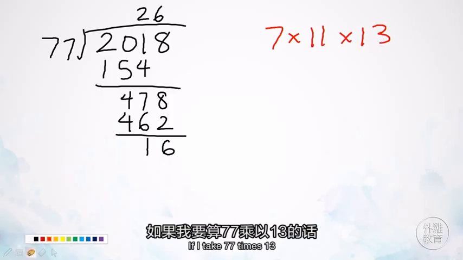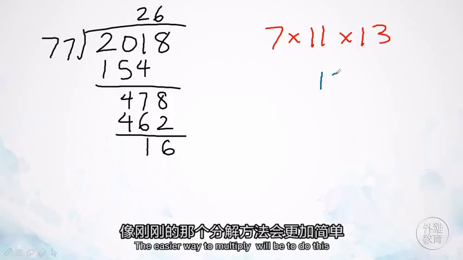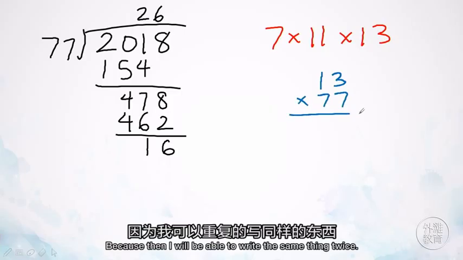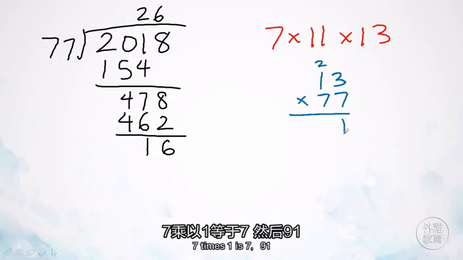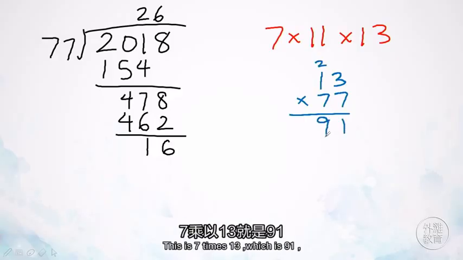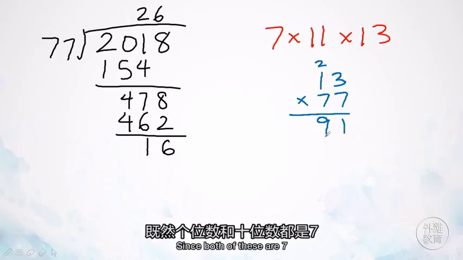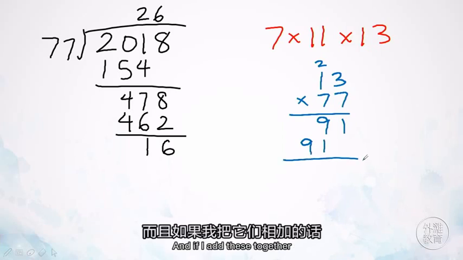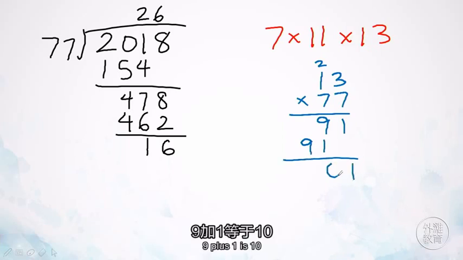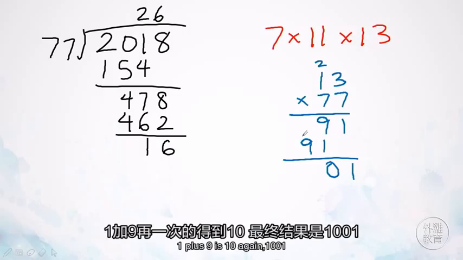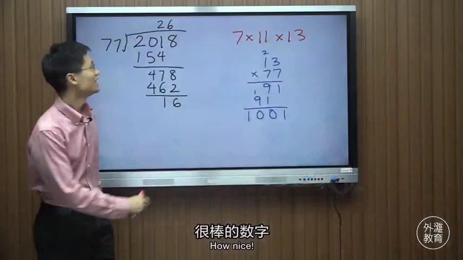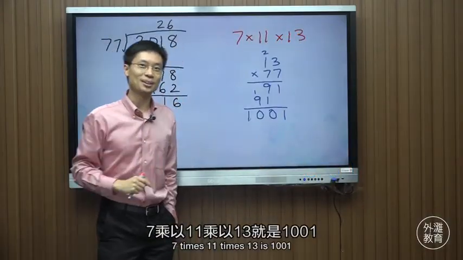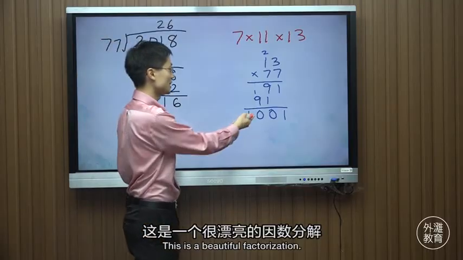If I take 77 times 13, the easiest way to multiply would be to do this, because then I'll be able to write the same thing twice. 7 times 3 is 21. 7 times 1 is 7, 91. This is the 7 times 13, which is 91, which comes about very often. Since both of these are 7, I have another 91. And if I add this together, this is 1. 9 plus 1 is 10, carries a 1. 1 plus 9 is 10 again. 1001. How nice. 7 times 11 times 13 is 1001. This is a beautiful factorization.